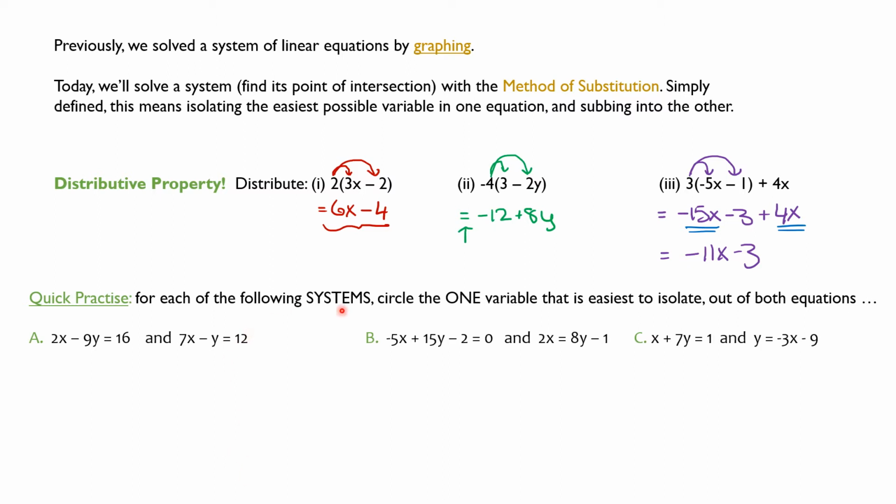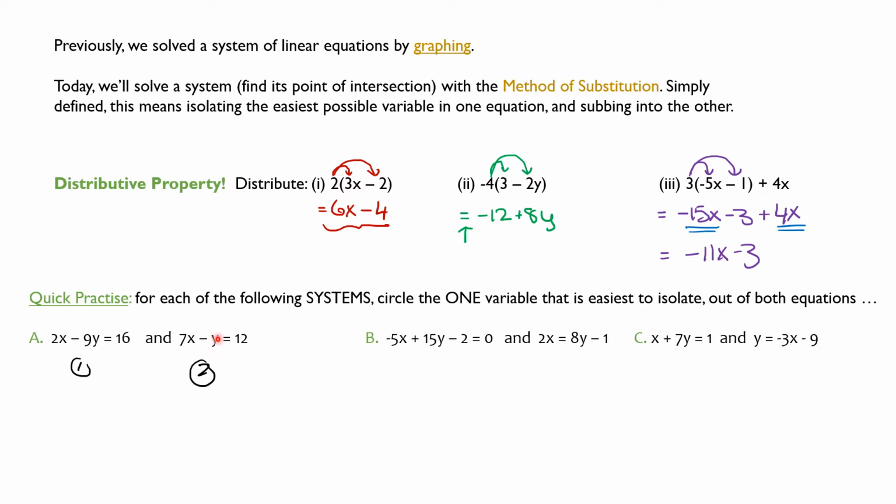For each of the following systems, remember system means more than one equation, so two equations. For each of the following systems, circle the one variable that is easiest to isolate out of both equations. So let's just look at this one here. I've got two equations. Actually, let me just label them. This is equation 1 and this is equation 2. Out of those two, which one has the variable that's easiest to isolate? And that's looking at everything combined.